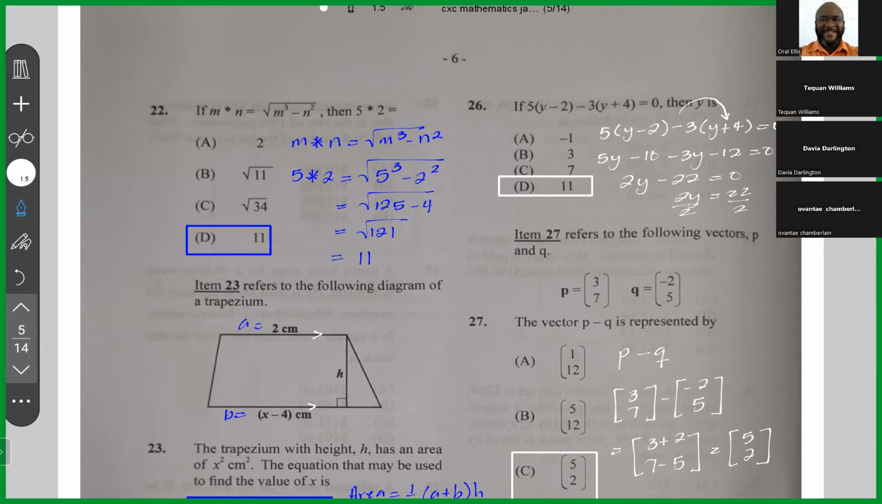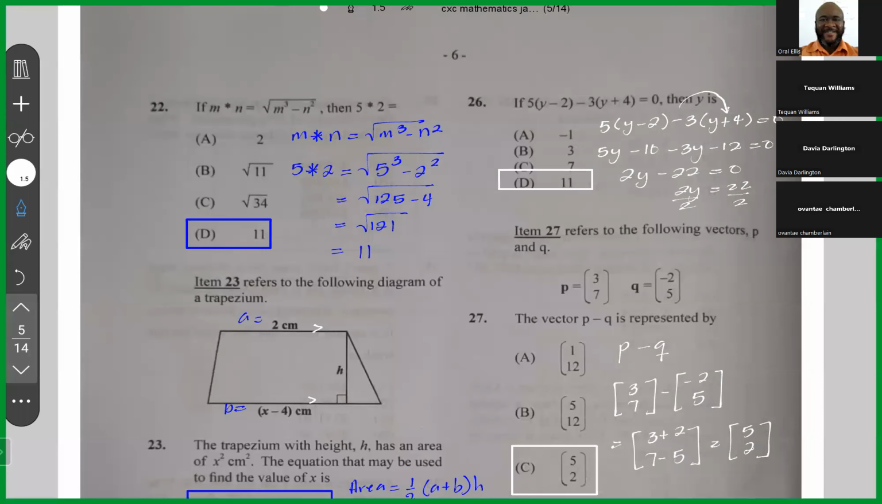So we simplify the left-hand side. 5y minus 3y is 2y, and minus 10 minus 12 is minus 22. If the signs are the same, add and keep the sign. Minus 22 on the left goes over to the right and becomes positive. So now we have 2y is equal to 22. Divide both sides by 2, we get y is equal to 11. The answer is B.